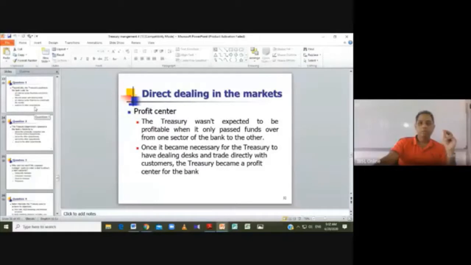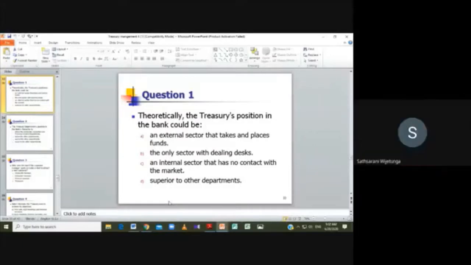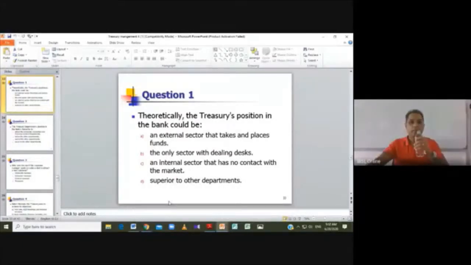So let's go to the questions. Question number 1. Theoretically, the treasury position in the bank could be: an external sector that makes and places funds; the only sector with dealing desks; an internal sector that has no contact with the market; superior to other departments. Which do you think is the correct answer? Theoretically, yeah? A. Any other answers? C. C, okay. Anybody else?